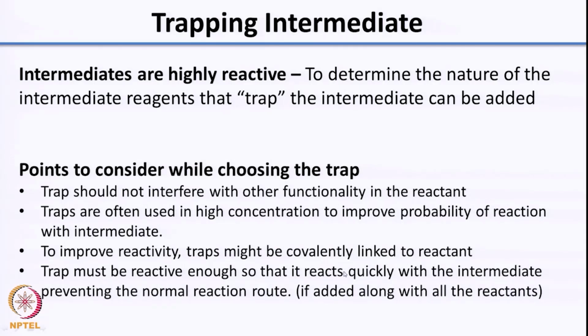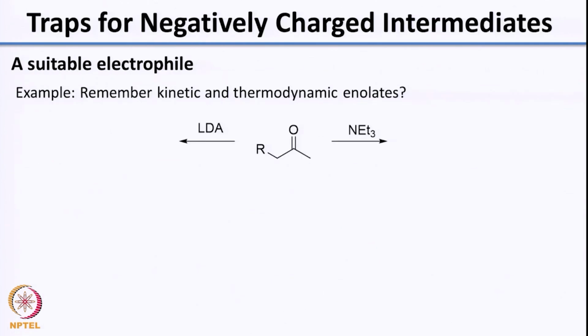So with this idea in mind, I had asked you to think about this example. So when you think of trapping negatively charged intermediates, obviously what likes negative charge? Positive charge. So if you are looking at trapping a negatively charged intermediate such as a carbanion or an enolate, you would look at an electrophilic species to trap it. So shown on your screen are two bases that can be used to deprotonate the given ketone.